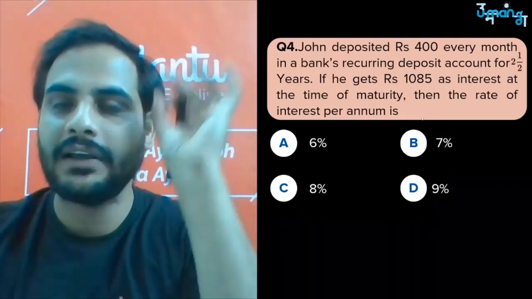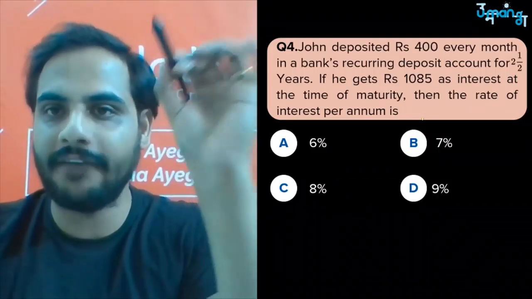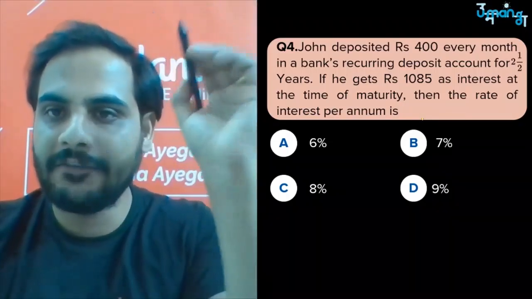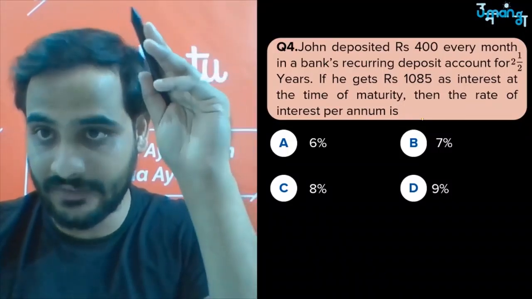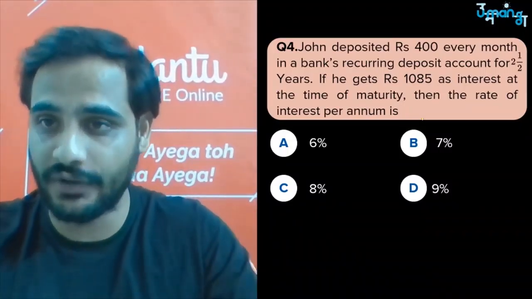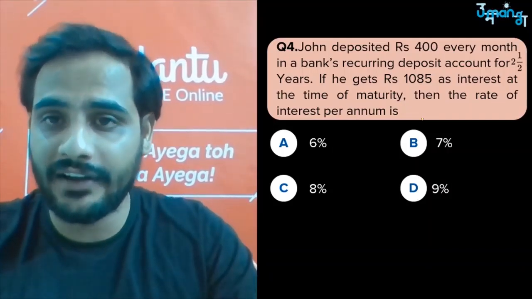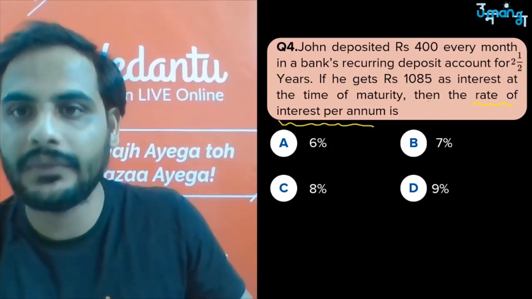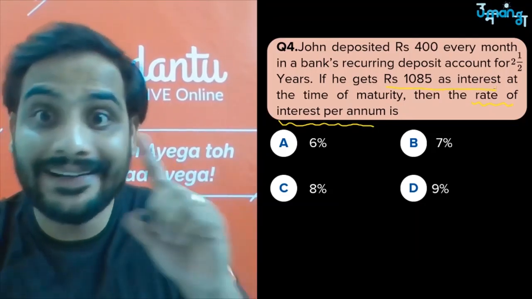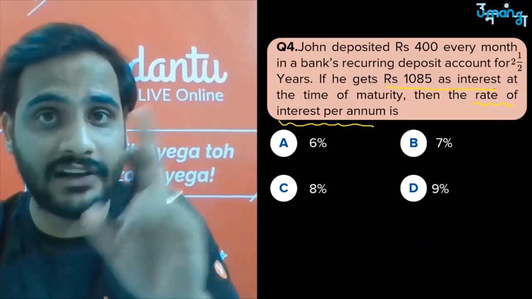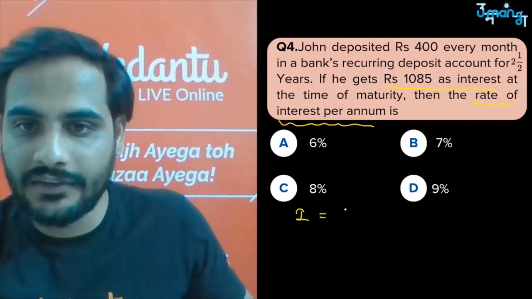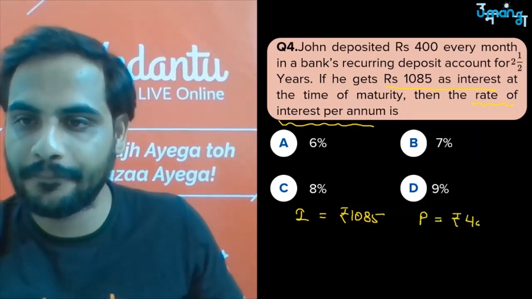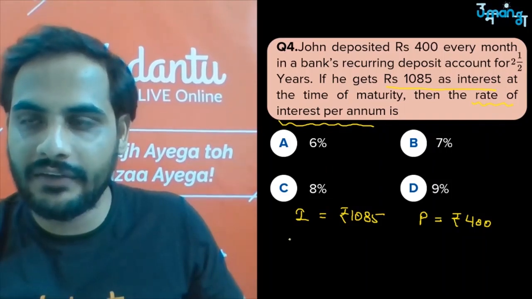Next question is this. John deposited rupees 400 every month in a bank's recurring deposit account for 2.5 years. If he gets rupees 1085 as interest at the time of maturity, then the rate of interest per annum. So here they are asking you the rate of interest per annum. They have told rupees 1085 is your interest. It is only interest, not the maturity value. So we know I is given as rupees 1085. Principal amount is given as rupees 400. The time period is given as 2.5 years.